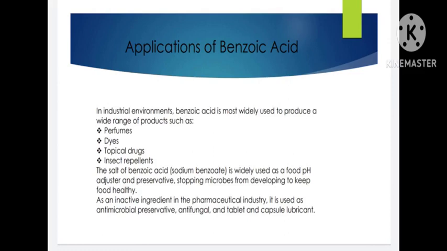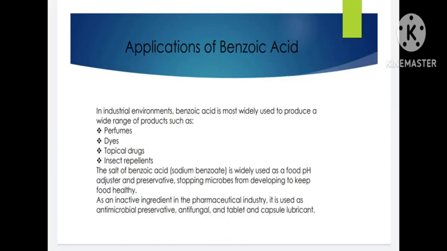Topical drugs are antiseptics, like antiviral and antifungal drugs, that are applied on the skin, and insect repellents. Sodium benzoate is also used to preserve food and prevent microbes because it has antimicrobial characteristics. And benzoic acid is also used as an inactive ingredient in the synthesis of various medicines. Inactive ingredients act as a flavoring or to stabilize the various kinds of medicines and to increase their absorption in the body, and it can also be used as a lubricant in capsules or tablets in order to prevent their fragmentation.